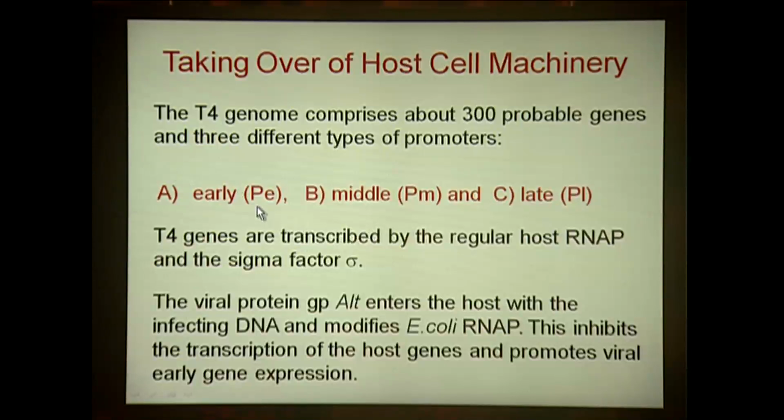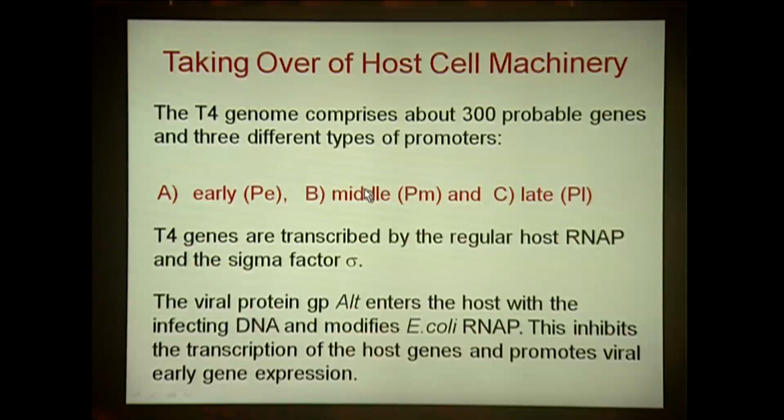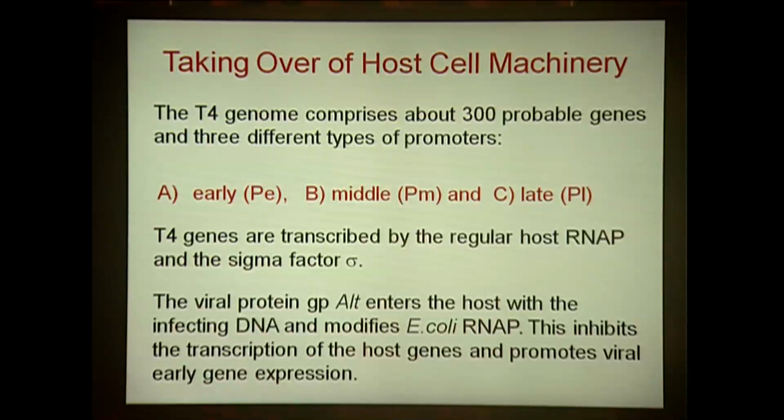The T4 genome carries almost 300 genes and they are under 3 different promoters: early promoter, middle promoter and late promoter. Now, a protein comes with the genome from the T4 head inside the E. coli cell. That protein modifies the host RNA polymerase in such a way that the host RNA polymerase no longer recognizes its own promoters. Rather, it starts transcription of the viral genome. Middle promoter controls the expression of the genes which are necessary for the replication of the T4 genome, and the late promoter controls the genes necessary for synthesis of the structural proteins.